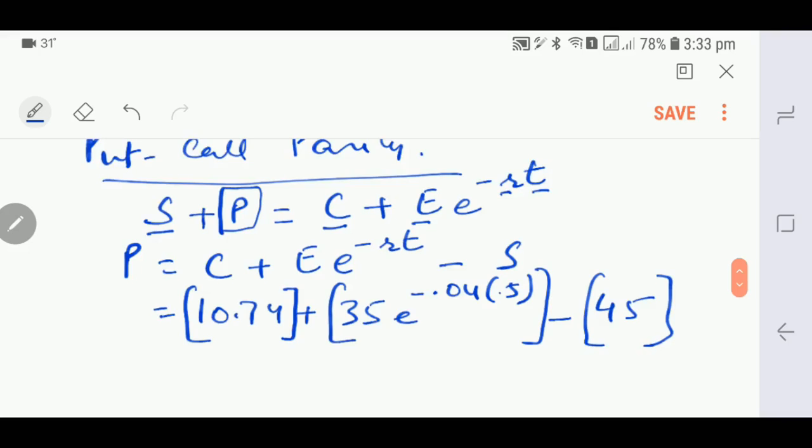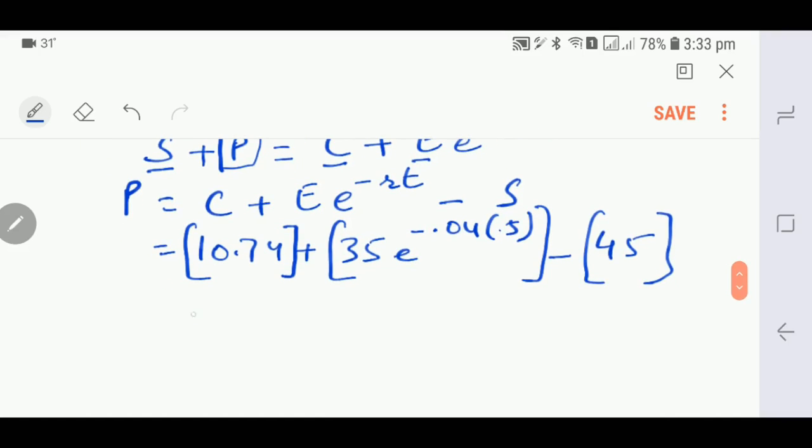If you solve this now, which you should be able to on your calculator, you will get approximately 6 cents, 0.06. So that is the value of the put option in this particular case.